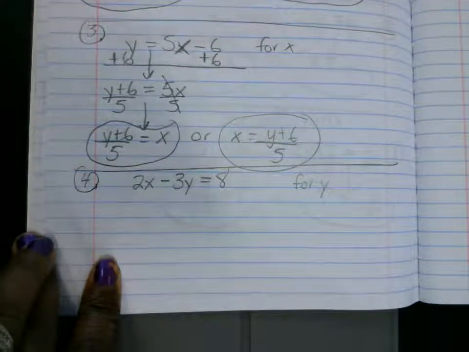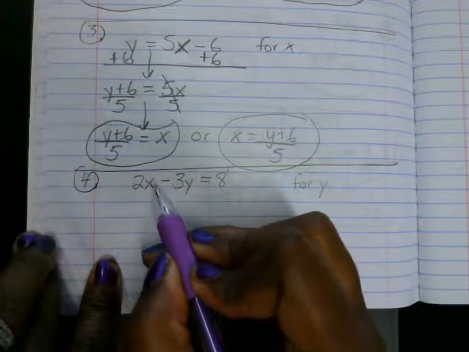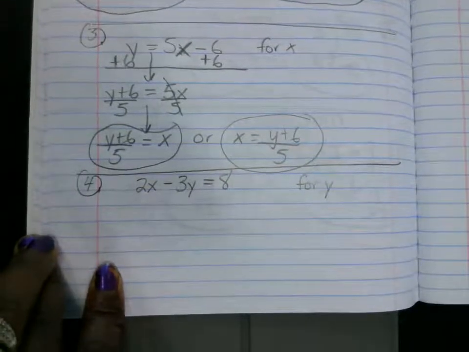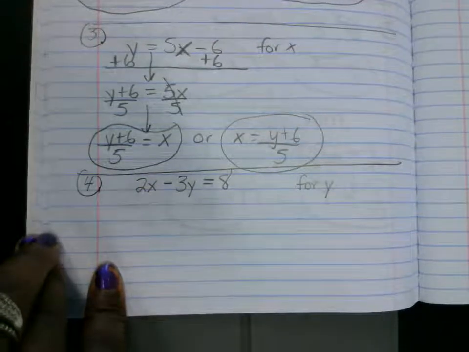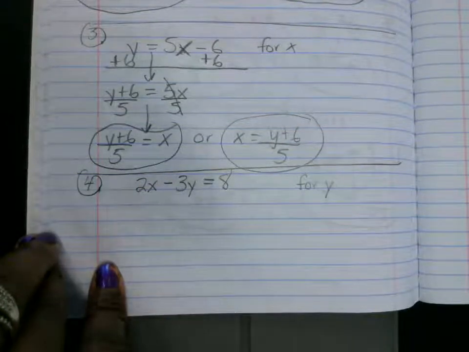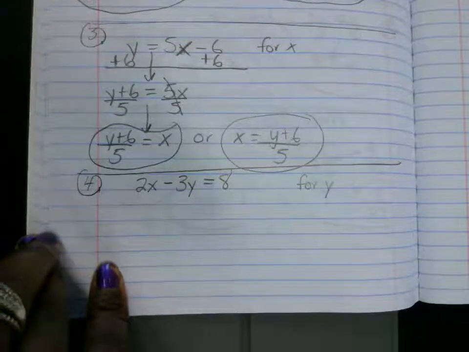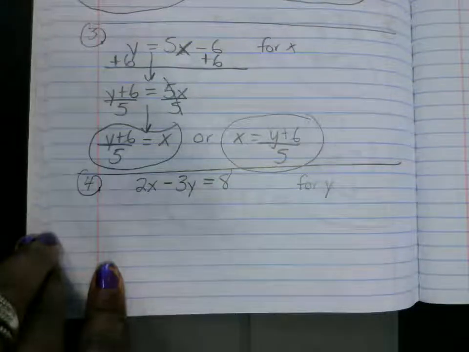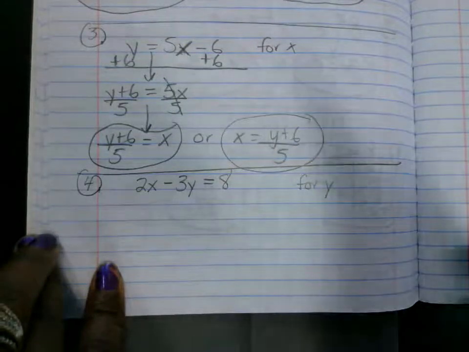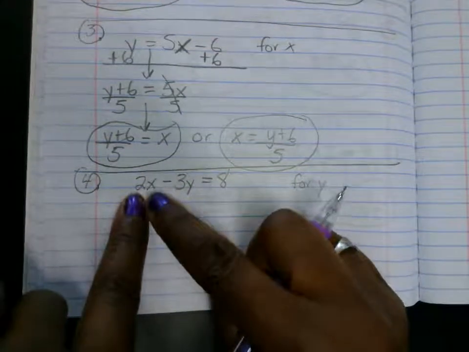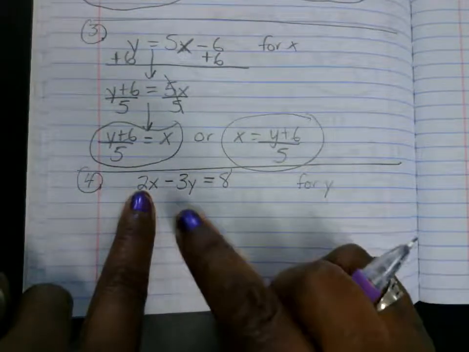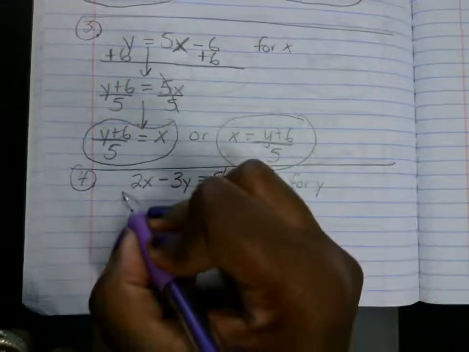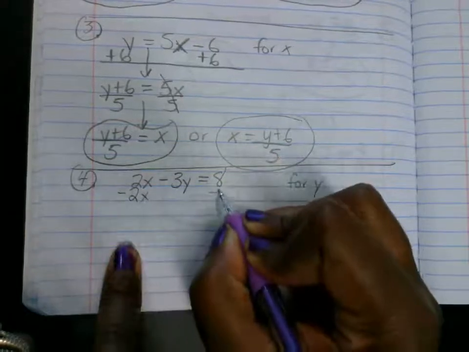Somebody said it. 2x. Look, remember, get rid of anything that you can add or subtract to remove first. Multiplication and division comes last. So we can get rid of the positive 2x by doing what? Subtract it. You're going to move a positive 2x by subtracting 2x.